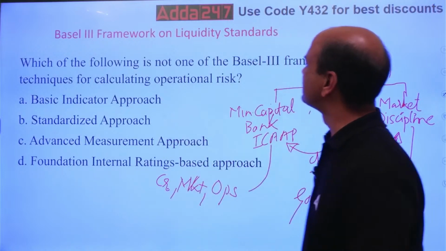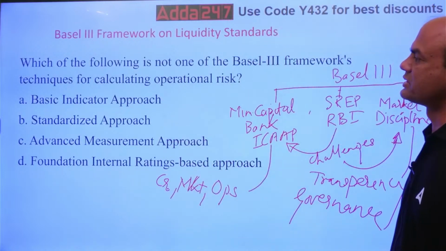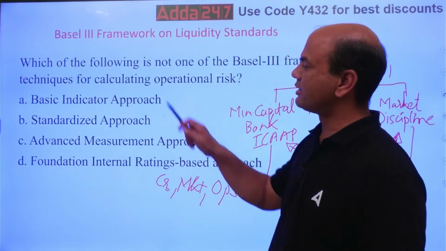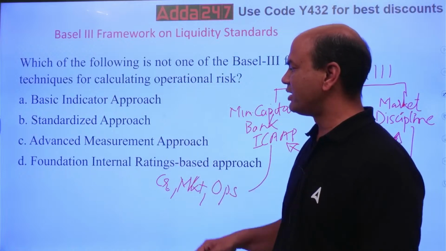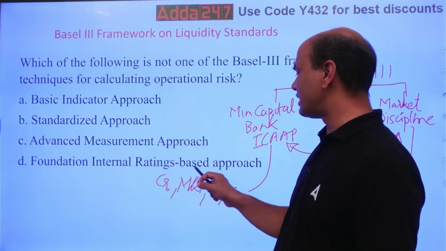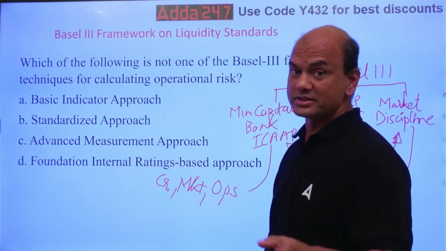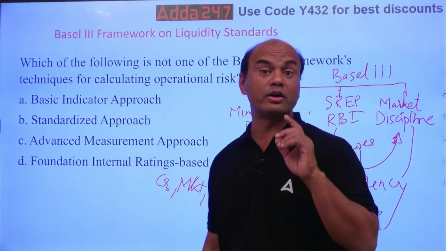Which of the following is not one of the Basel III framework's techniques for calculating operations risk? Just now I told you. BI, standardized, AMA, foundation internal rating based approach. Which of them is not the one? Now you answer. Just now I told you all three for operations risk.